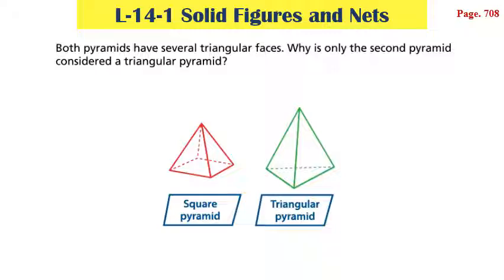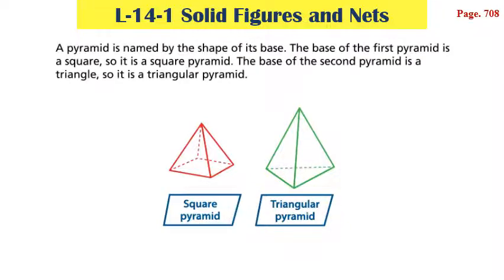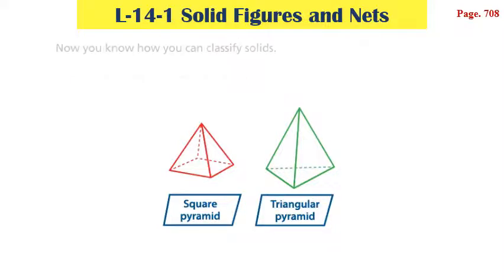Why is only the second pyramid considered a triangular pyramid? A pyramid is named by the shape of its base. The base of the first pyramid is a square, so it is a square pyramid. The base of the second pyramid is a triangle, so it is a triangular pyramid. Now you know how you can classify solids.